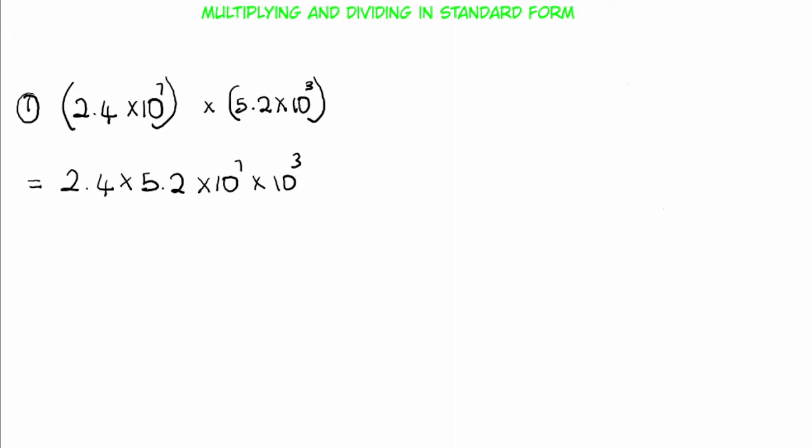Here, we've rearranged. Now we're going to multiply both parts. We're going to multiply 2.4 by 5.2 and 10 to the 7th power by 10 to the 3rd power, based on the laws of indices for this section. Remember, the law of indices that governs multiplication says a raised to the m power times a raised to the nth power is equal to a raised to m plus n. So you would add the indices. Let's go ahead and work these out.